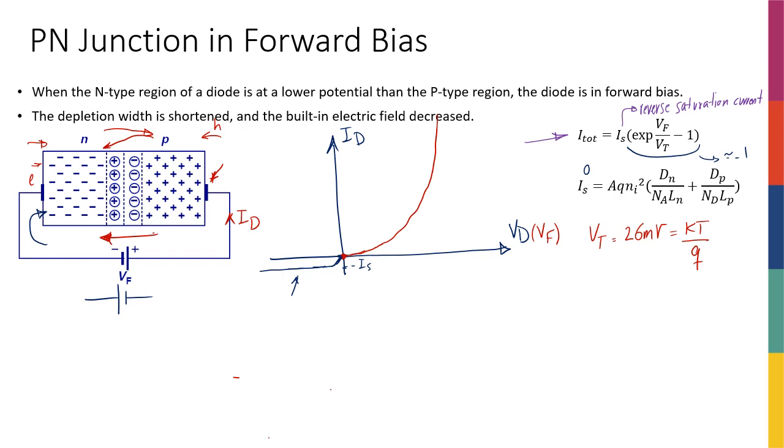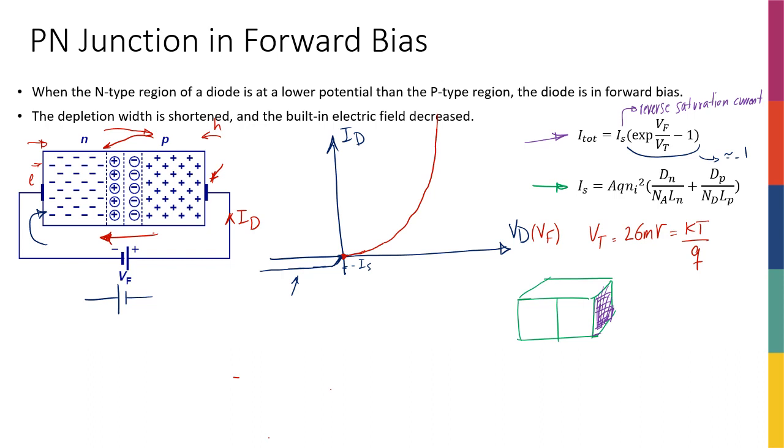So if we want to write the IS, this is the equation that governs it. The saturation current is A Q Ni squared times this bracket. So what are these things? A is the cross section of my crystal. So if this is my PN junction, this is the cross section of the crystal, and you can imagine that the bigger this cross section area is, the more current, or the more leakage, I'm going to have, right? Q is the charge of an electron.